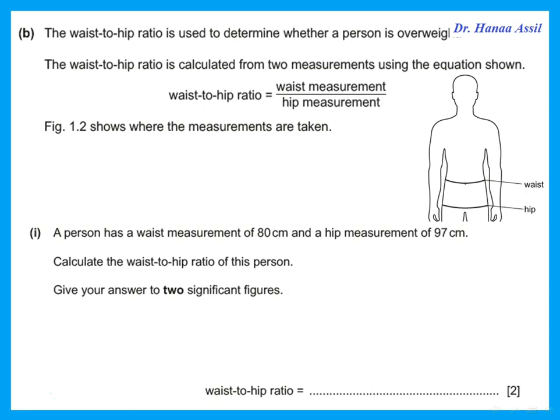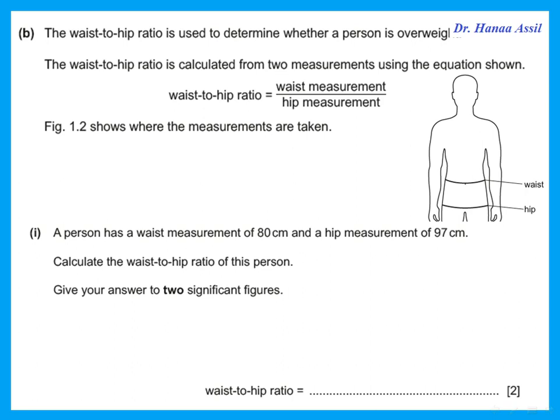The waist to hip ratio is used to determine whether a person is overweight. The waist to hip ratio is calculated from two measurements using the equations shown. So he's telling you, in order to know if someone is overweight or not, we take the waist measurement over the hip measurement, and this can indicate the degree of obesity.